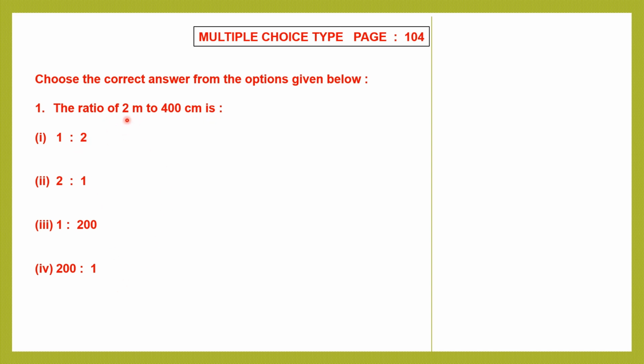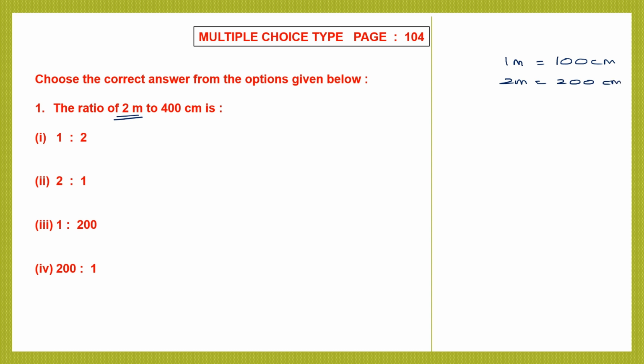Now, first thing you need to see is 2 is in meters and 400 is in centimeters. We have to convert them to the same unit. So let's convert from big to small. It's always easier to convert from big to small, and meter is the bigger one. So 1 meter, we know 1 meter has 100 centimeters. So here it is 2 meters, isn't it? So 2 meters will be 200 centimeters.